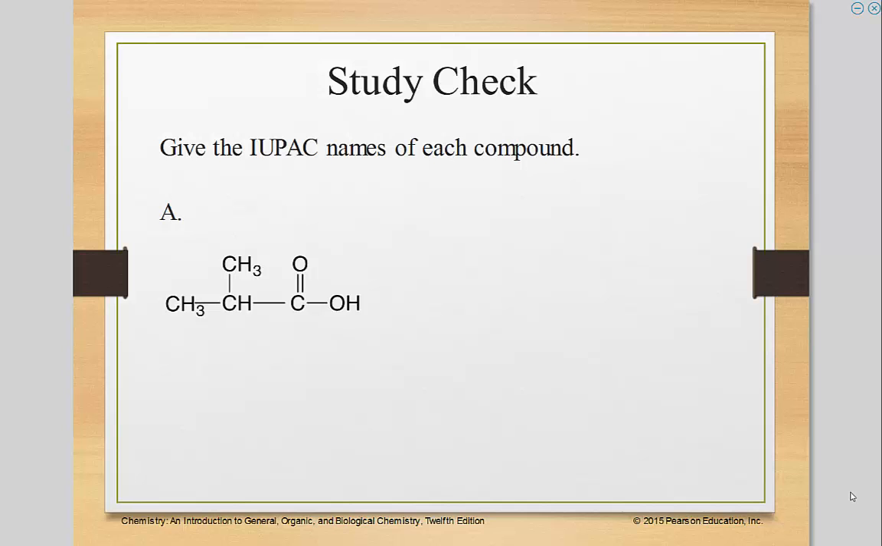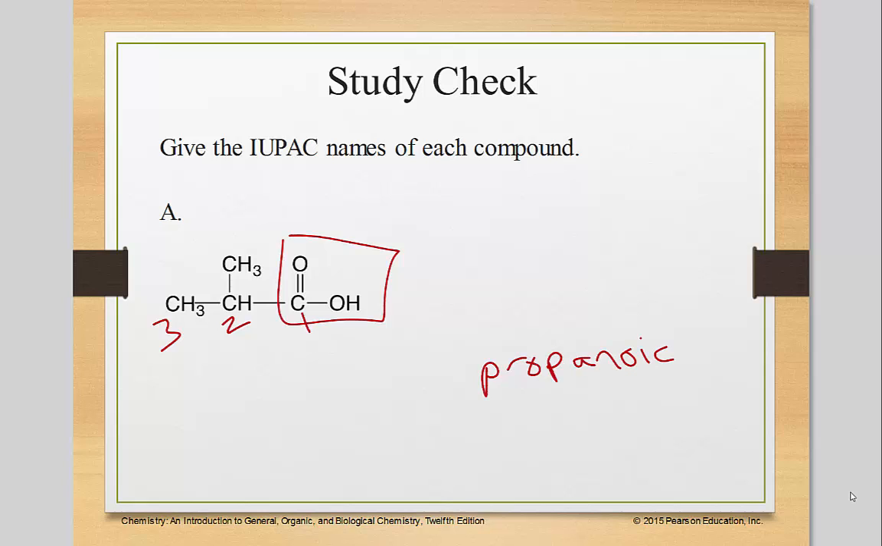Let's try another one. Here's that carboxylic acid. That's 1, 2, 3, propanoic, propane without the E, and you put oic acid, propanoic acid. On that second carbon is a methyl group, 2-methylpropanoic acid.